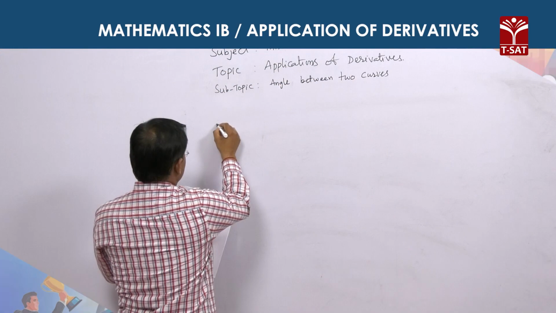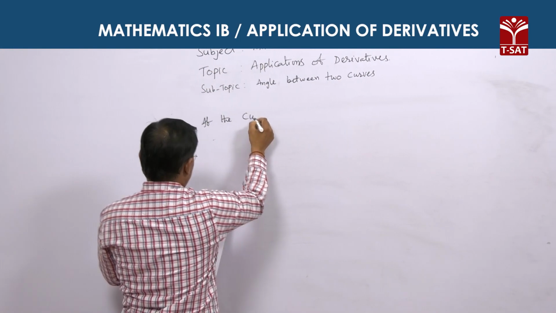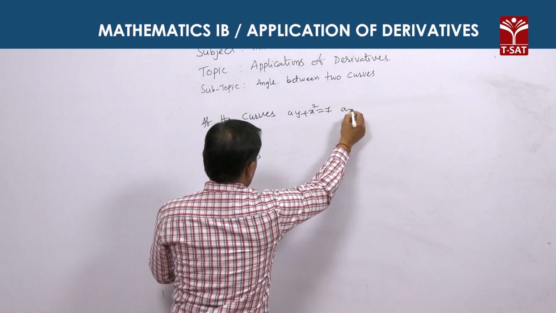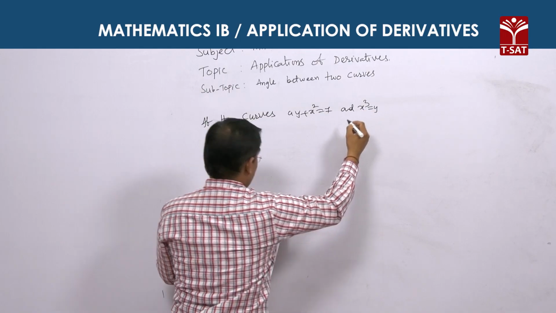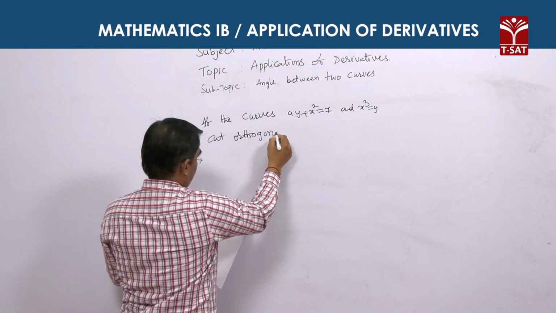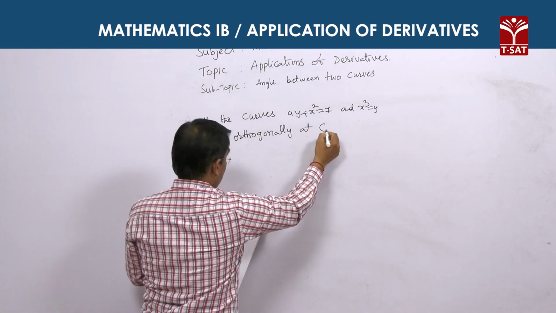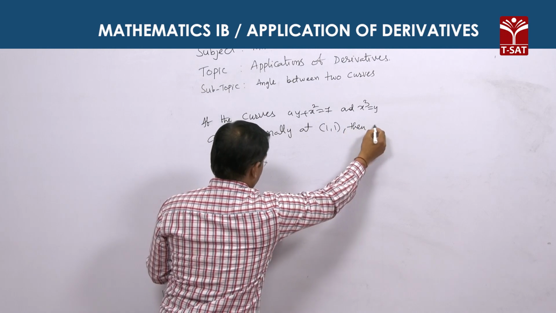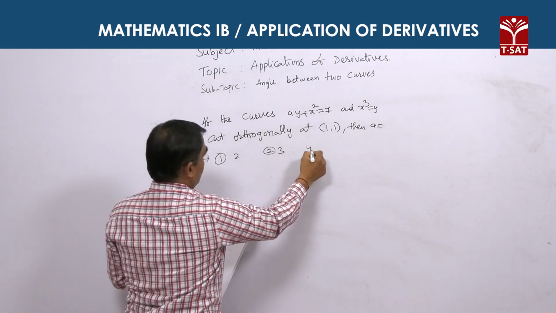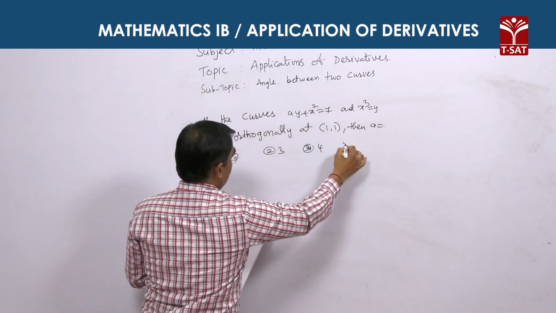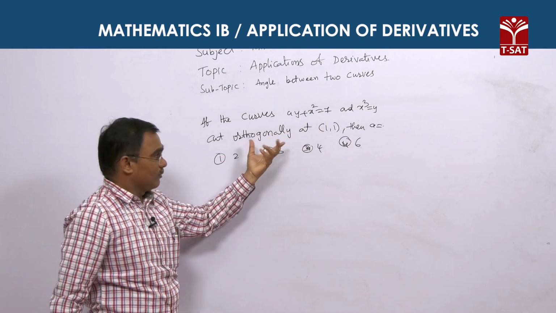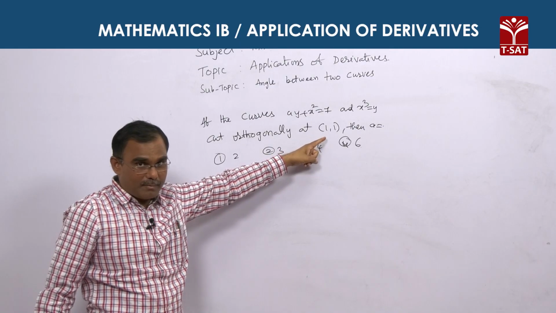Next question: if the curves ay plus x square is equal to 7 and x cube is equal to y cut orthogonally at (1, 1), then what is the a value? Then a is equal to dash. The options: first one is 2, second one is 3, third one is 4 and the fourth one is 6. Which value is correct?